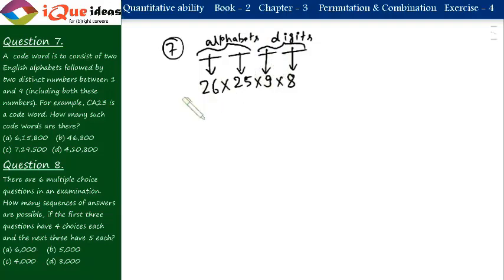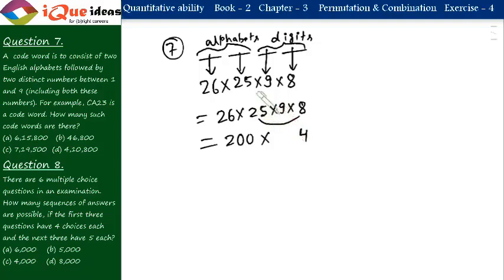The total number will be 26 into 25 into 9 into 8. Now let's do one thing. Multiply 25 and 8, so it becomes 200. And multiply 26 and 9. Now 26 into 9 would be equal to, 9 6s are 54, so 4, carry over 5, 9 2s are 27.